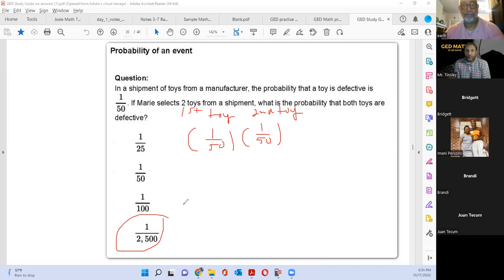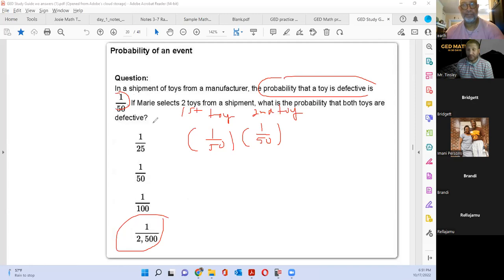This problem, most people get wrong. Identify if it's simple or compound first. If it's one event, it's simple. If it's more than one event, it's compound. You know you're multiplying. Find the simple probabilities of each event. In this question, it's not hard. They gave us the probability. They told you. Look at this. Remember, I told you, identify what's given.